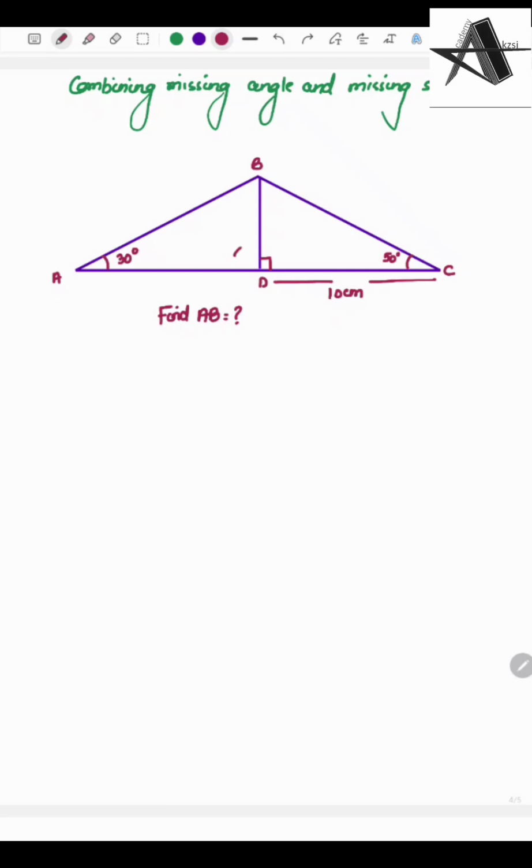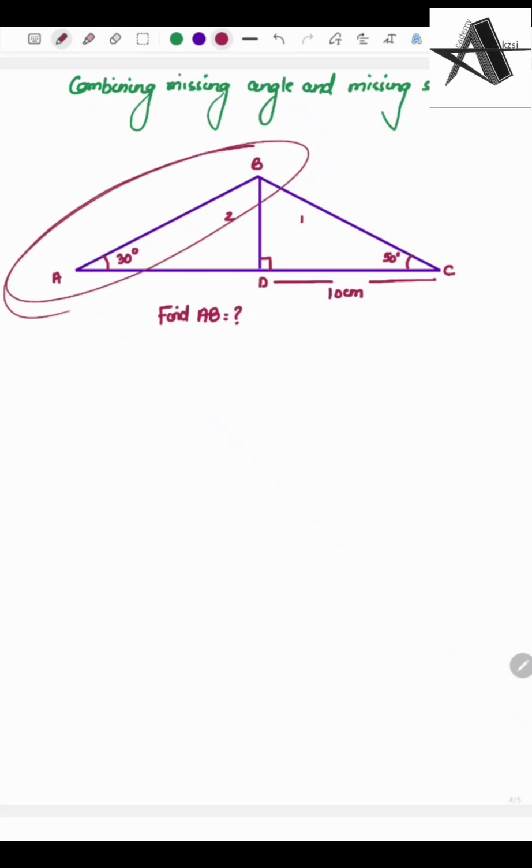Clearly we can see this right angle. Wherever we see a right angle, that means we have to apply trigonometric ratios. There are two right angle triangles, the first and the second. That means we have to use them separately.